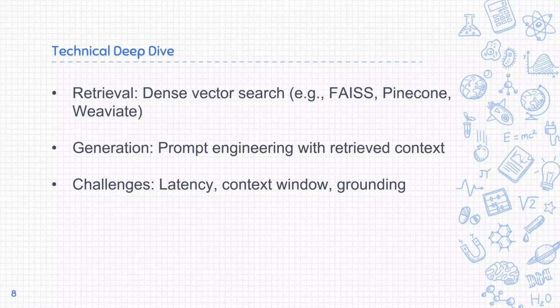Let's get a bit more technical. The retriever typically uses dense vector search, with libraries like FAISS, Pinecone, or Weaviate. The generator's prompt is constructed by combining the user query and the retrieved documents. Challenges include latency, context window limitations, and ensuring responses stay grounded in the provided source.